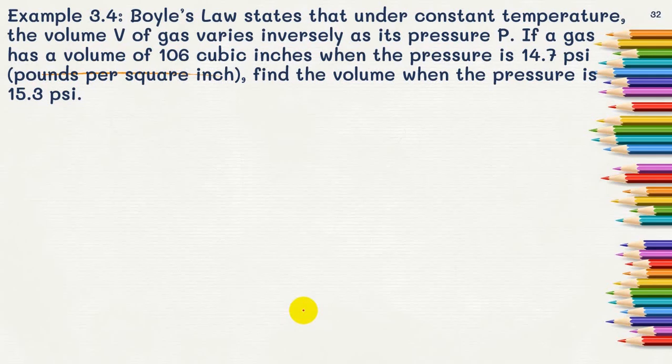Next, last example, example 3.4. Boyle's law states that under constant temperature, the volume V of gas varies inversely as the pressure. If a gas has a volume of 106 cubic inches when the pressure is 14.7 psi or pounds per square inch, find the volume when the pressure is 15.3 psi. So the two quantities that we have here are the volume and the pressure.